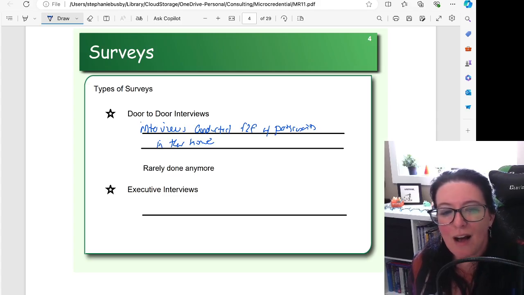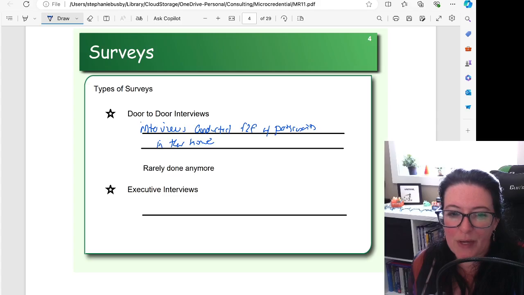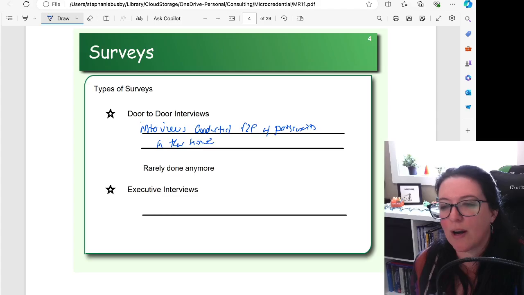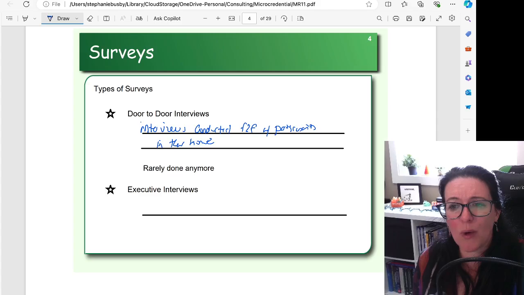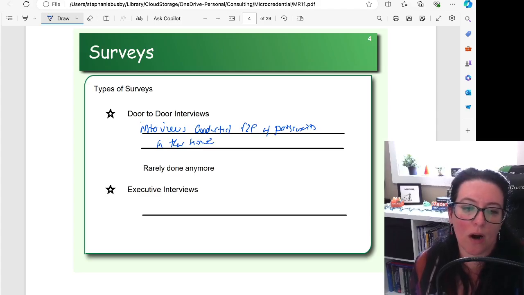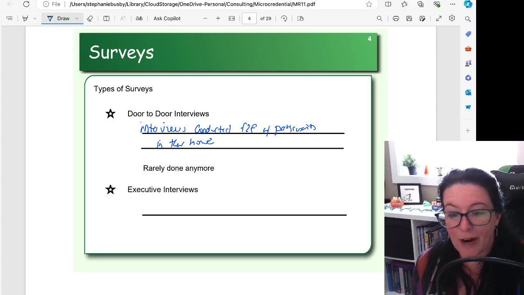The benefit of a door-to-door interview is that you do get immediate feedback, right? You're talking with a person. If we're doing marketing research, we can even show you a product, a prototype, a concept, and we're asking questions in an environment that people are more comfortable in, their home environment.